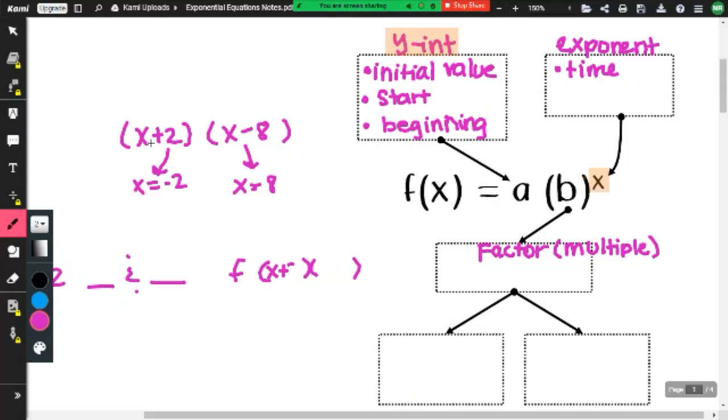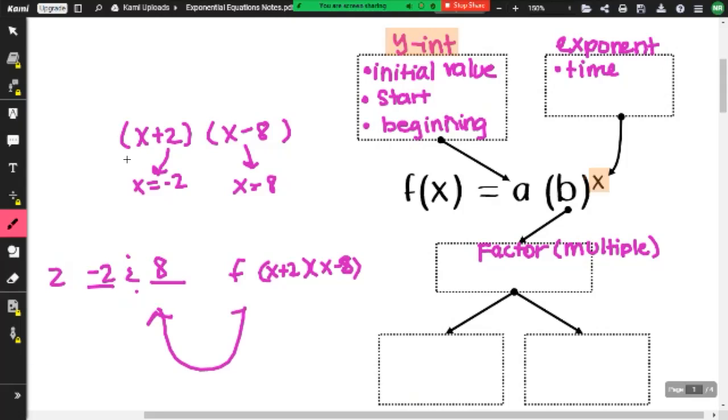This is what should have been in the parentheses, -8. Your binomial should have been in the parentheses. After you're done solving, you get your zeros. Your zeros are the ones that are describing where the parabola crosses the x-axis.